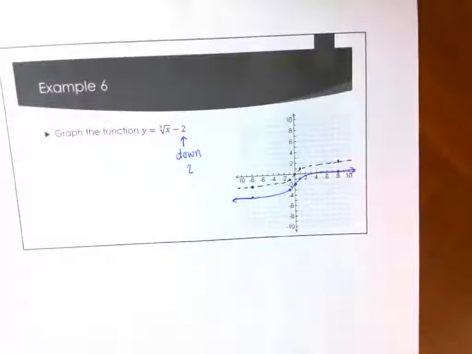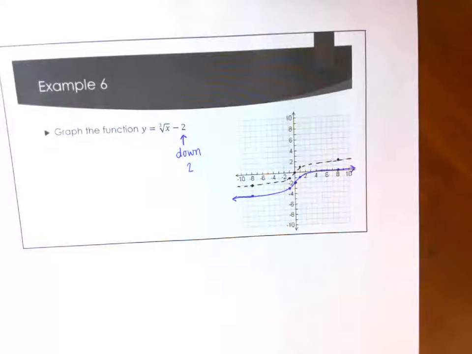And there you go. So that is graphing radical functions. I'm not going to have you graph any fourth or fifth roots. We'll keep it to square and cube roots.